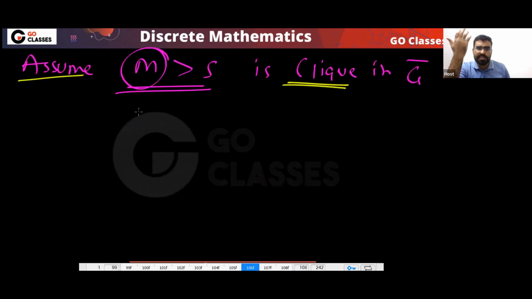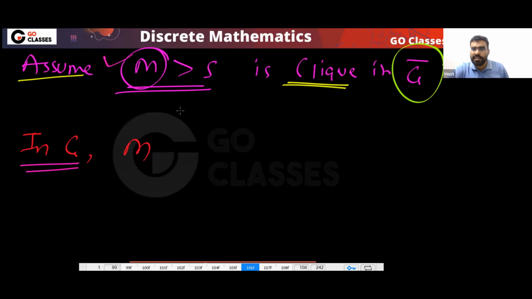Now tell me what will happen in G. This M is a bigger clique. This M is greater than S, and this M is a clique in G complement. Then in G, what will M be? M is an independent set. Yes, correct. Because in G complement, M is a clique, meaning pairwise adjacent. So in G, it will become an independent set.